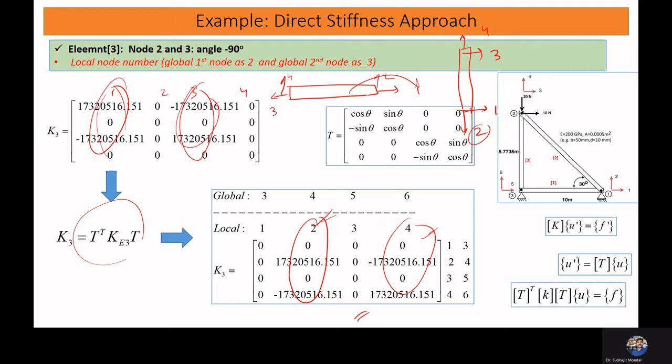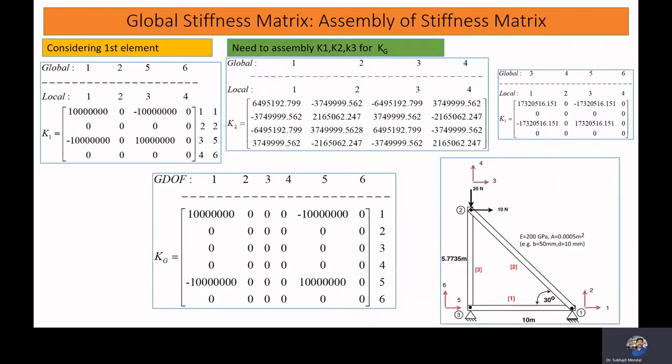Now what do we do? We have to go for assembly. We'll see what the size of the global stiffness matrix will be. We have node 1, node 2 and node 3, and at each node we have 2 degrees of freedom, so in total we have 6 degrees of freedom. So our stiffness matrix size will be 6 by 6. We write a 6 by 6 matrix and initialize all the values to 0, and then we fill the stiffness matrix from element 1, element 2 and element 3.